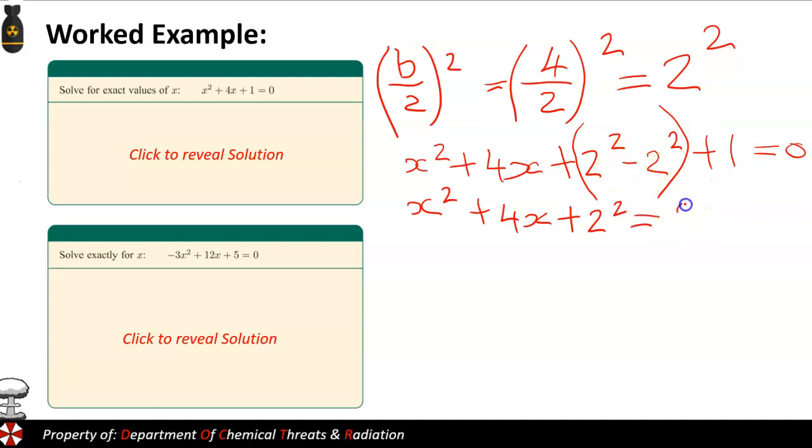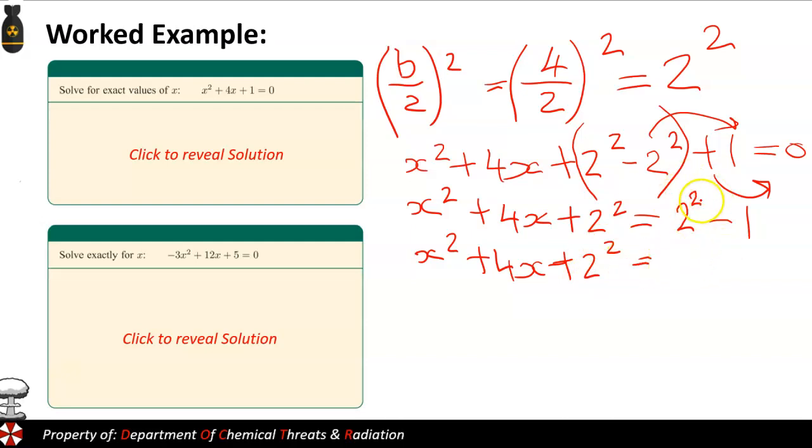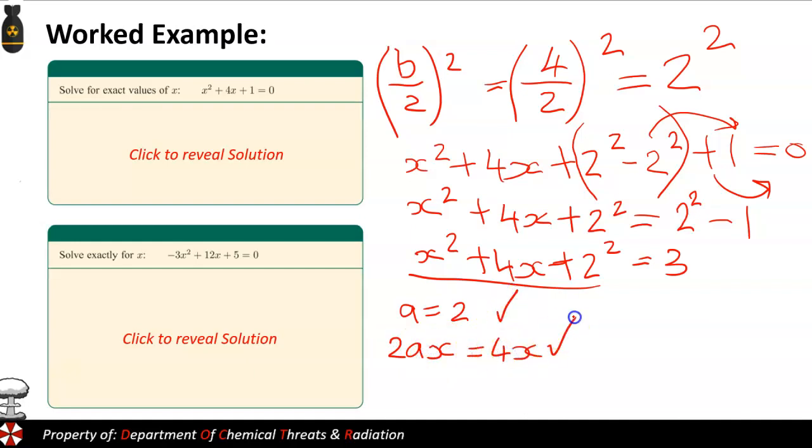So the minus 2 squared will change to plus 2 squared because we've moved it over. And the plus 1 will move over to be minus 1. So now what we end up with is x squared plus 4x plus 2 squared equals 2 squared is 4, minus 1 is 3. The whole reason we've done this is because this is now a perfect square. A equals 2, 2ax equals 4x, which we've got, and we've got a squared. That was the goal. That's what we were trying to achieve.